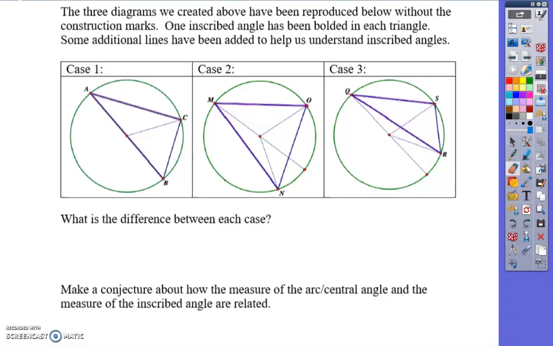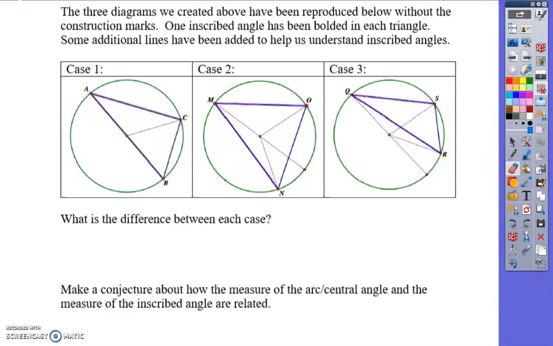So in the last video, we were measuring angles using protractors, etc., and trying to figure out what was going on. I hope you came to the conclusion that the relationship seemed to be that the inscribed angle was smaller than the arc and always half. So we have these three pictures, case 1, 2, and 3, the pictures we did with the construction marks, all erased. The same markings, except that I've erased all the construction nonsense.